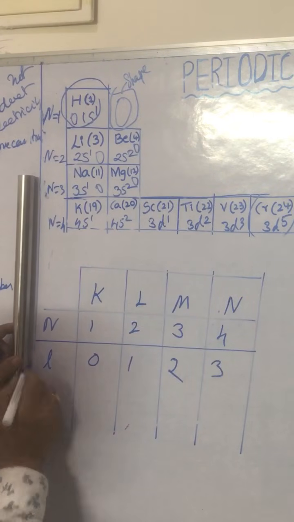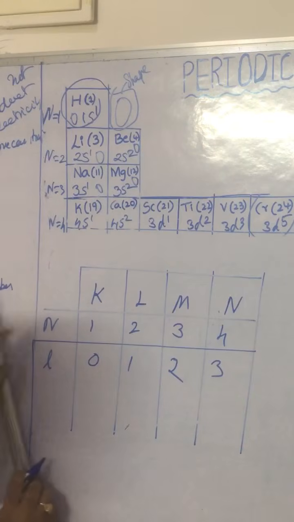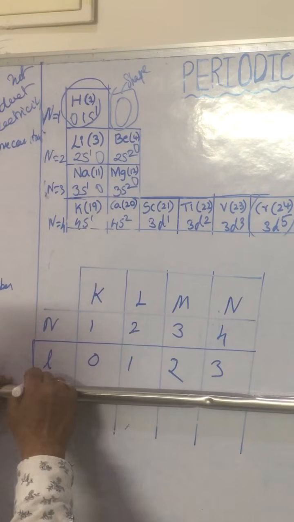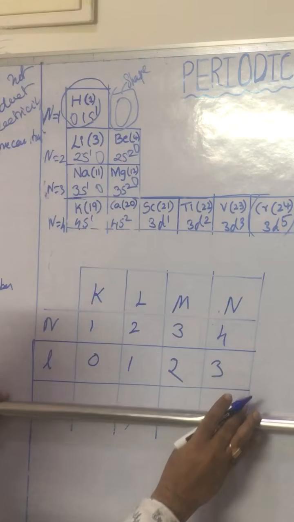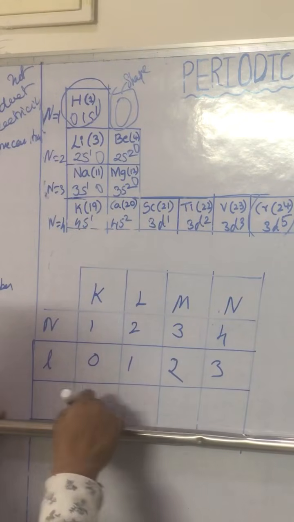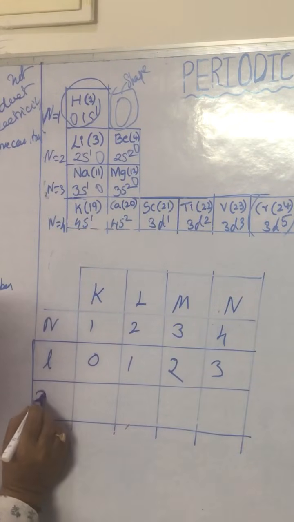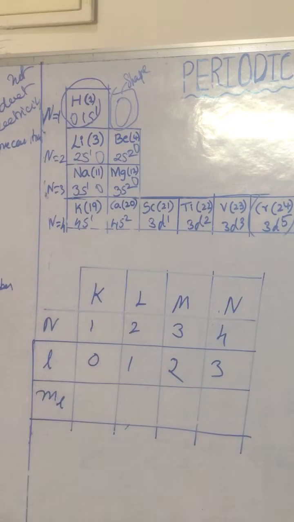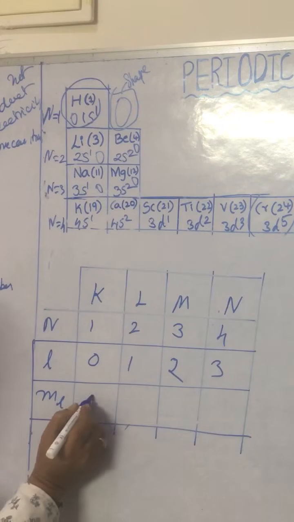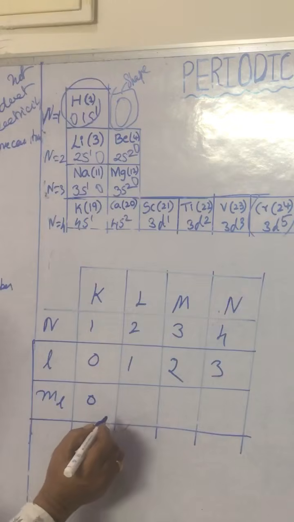You will have to write. Next to ML. What is that? ML, write down. If K is 0 means ML also 0. That is the sphere group. 0. Here 0 there. What is that for 1?